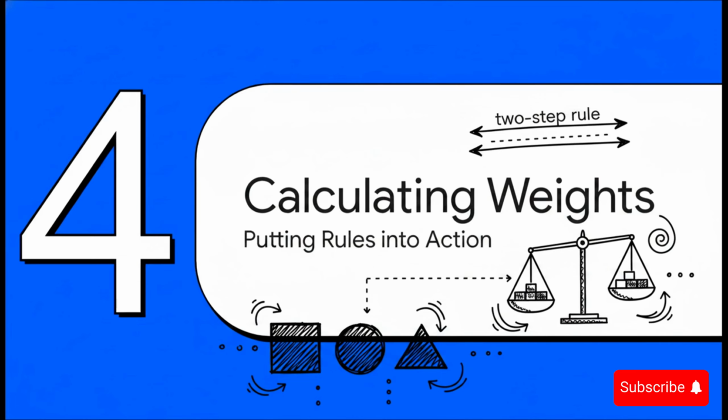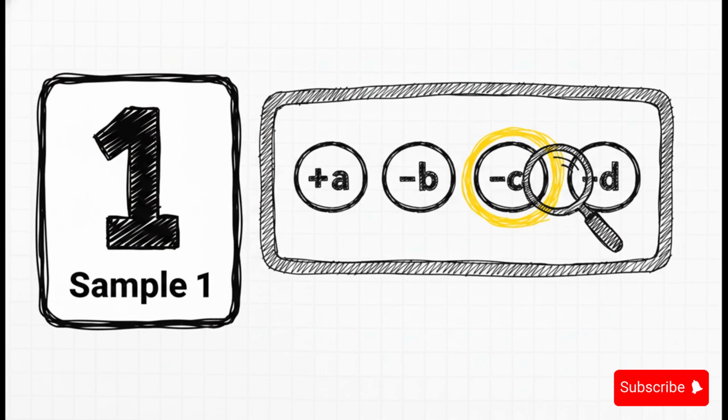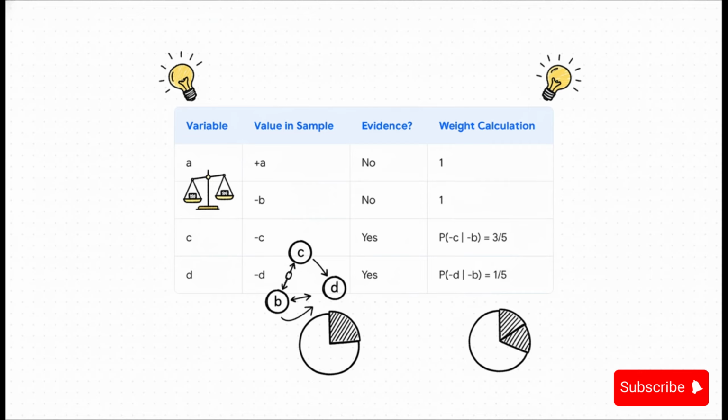We're going to calculate the weights for each of our 3 samples, one by one. First up is sample 1. So, in this world, A is true, B is false, C is false, and D is false. And let's just keep our evidence in mind. We know not C and not D are true. Let's break this down. For A and B, are they evidence? Nope. So their weight is 1. Easy.